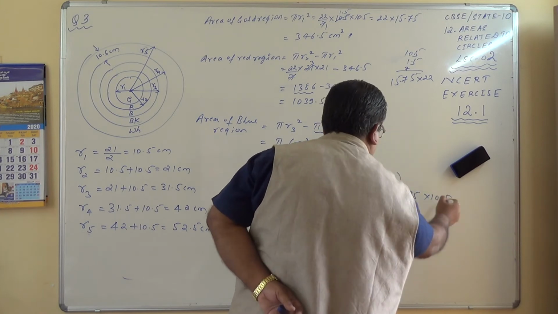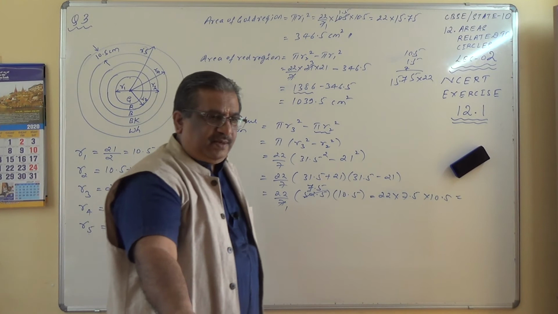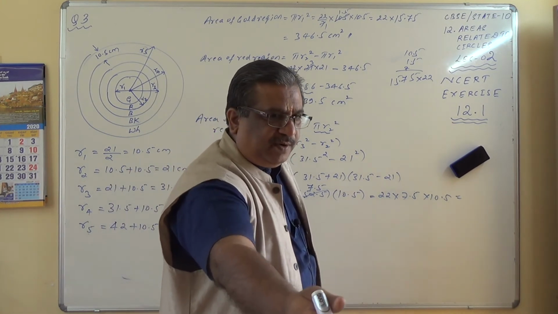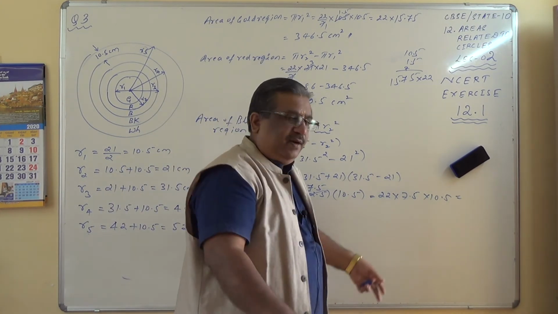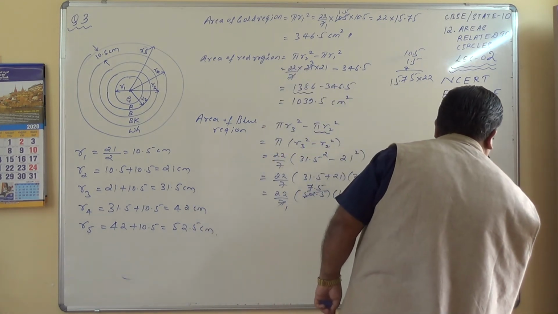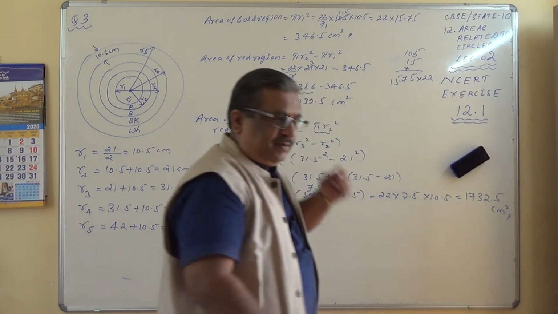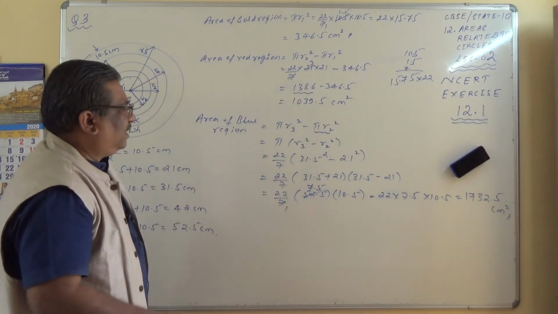If you work out this, you should be able to get something like, just give me 7.5 into 22 into 10.5, that's giving 1732.5 square centimeter. Is it correct one? Okay, so that is how it is, you can get it.